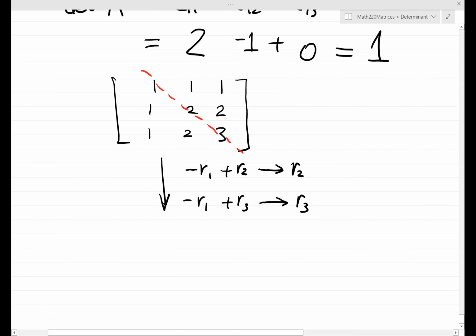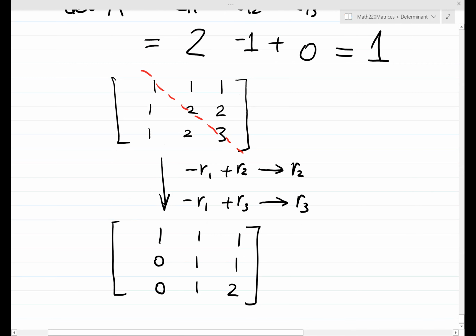Row 1 we just fix, no change. So row 1 is 1, 1, 1. Now row 2 subtract row 1: 1 subtract 1 is 0, 2 subtract 1 is 1, 2 subtract 1 is 1. Row 3 subtract row 1: 1 subtract 1 is 0, 2 subtract 1 is 1, 3 subtract 1 is 2.